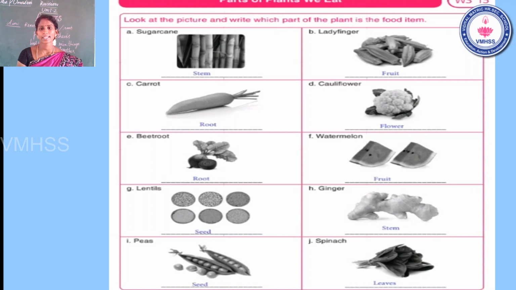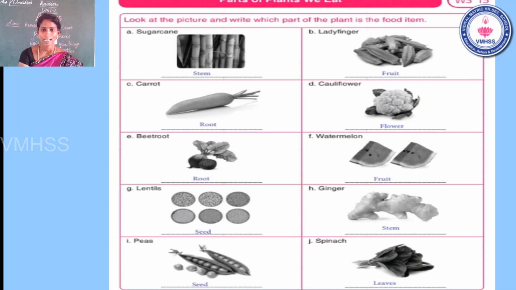First one, sugar cane. Which part of the plant do we eat in the sugar cane plant? Yes, very good, stem part. Question number B, lady's finger. Which part? Yes, very good, fruit part. Third one, carrot. What is the answer? Root, very good. Fourth one, cauliflower, flower part. Question number E, beetroot, root part. Question number F, watermelon, fruit part.